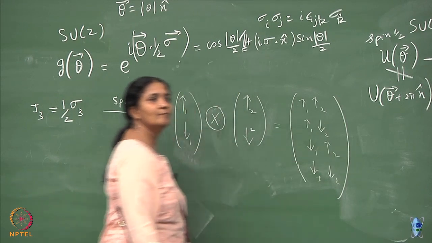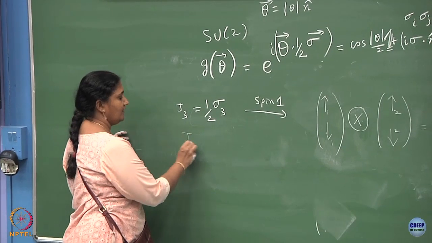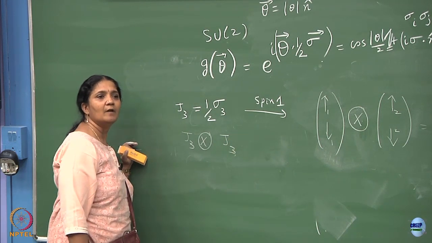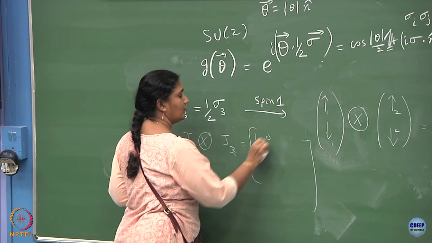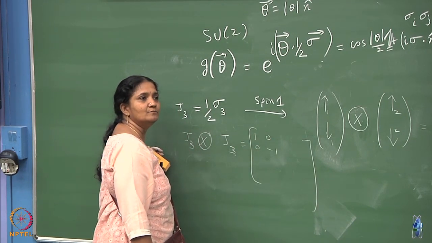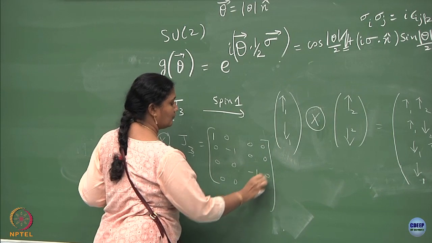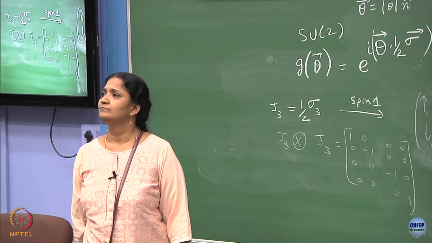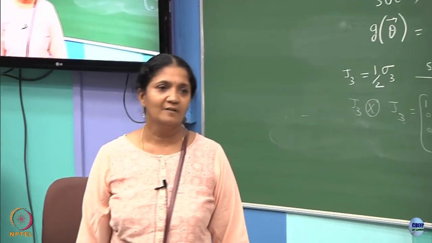Is that right? What will happen to the matrices on it? You take this J3 and take a product of J3, right? What will this be? Minus 1. Am I right? Have I done it correctly? Yeah, I think I have done it correctly. Is this a reducible representation? It is a reducible representation and not an irreducible representation.